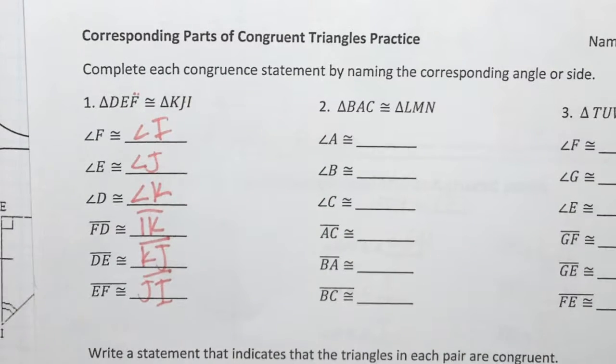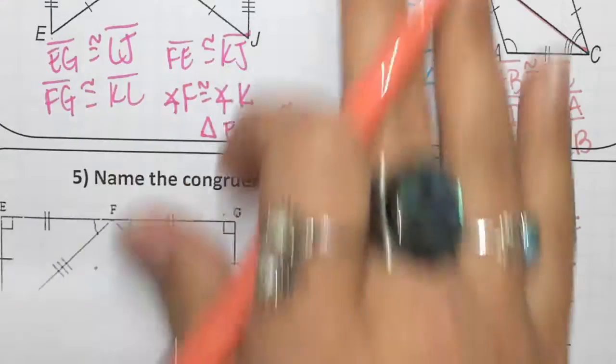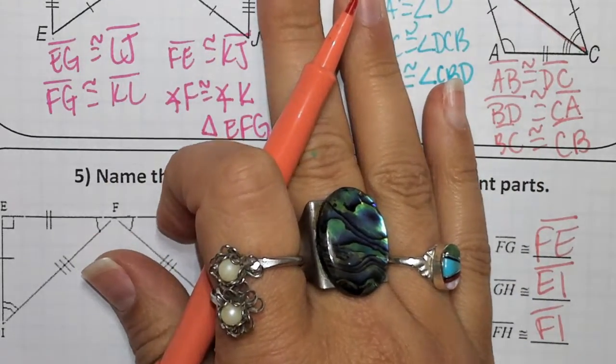Do we need to do number 2, or do you think you can handle that? I think I can handle it. Okay, so 4 and 5 are like what we did here, correct? So you can do that without me. And 6, let's look at 6.